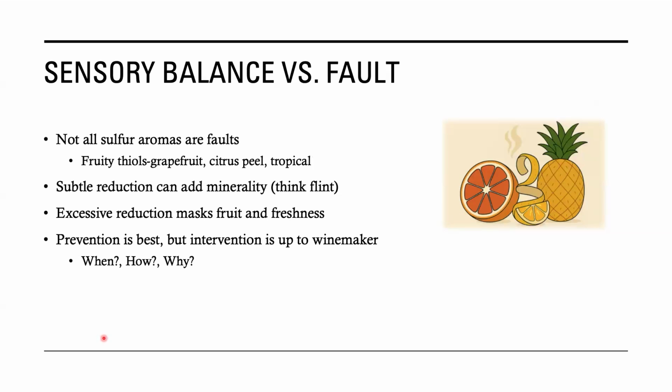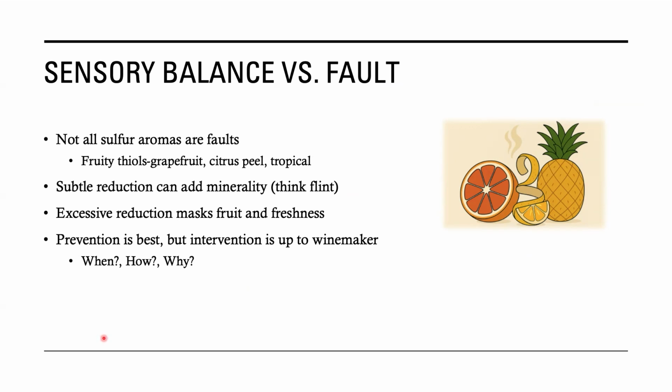Prevention is always best, but intervention is up to you as a winemaker. When do you want to intervene? How do you want to intervene? Why are you intervening? Is it to increase the longevity of your bottles, or because you're going to can? Just think about it: should I really add copper? Is this the best thing that I should do for the wine?